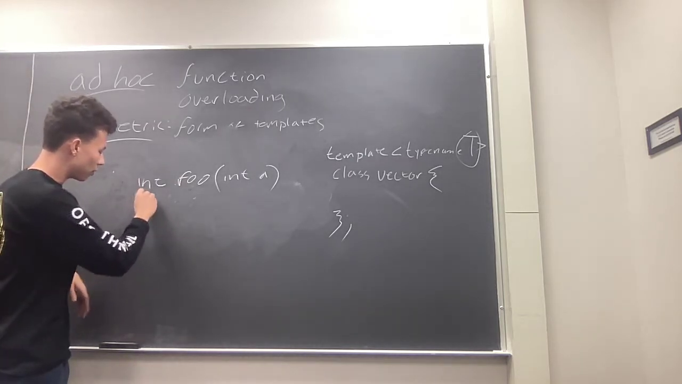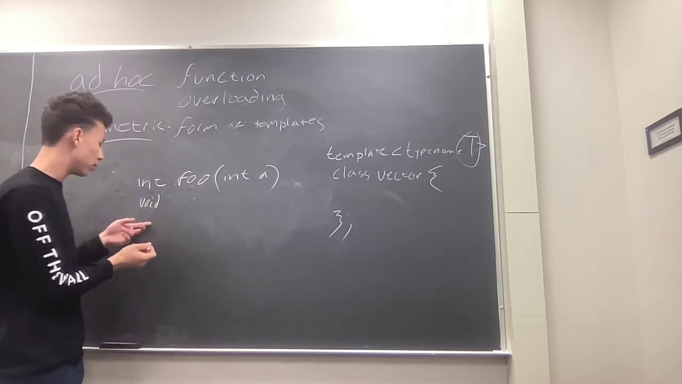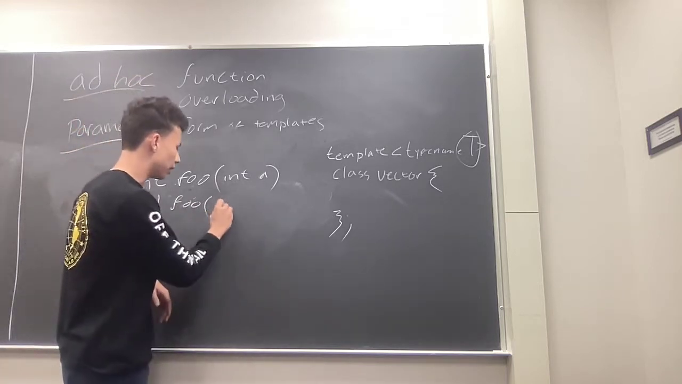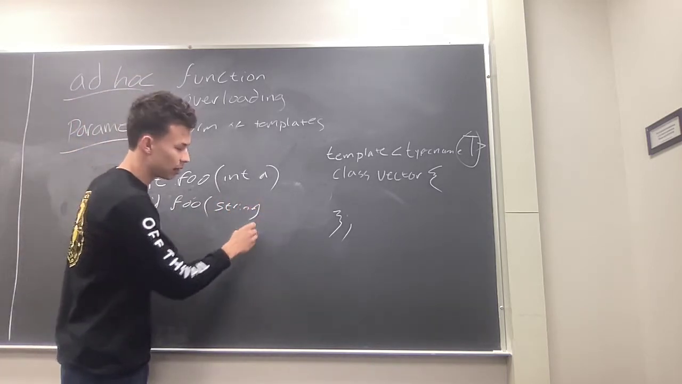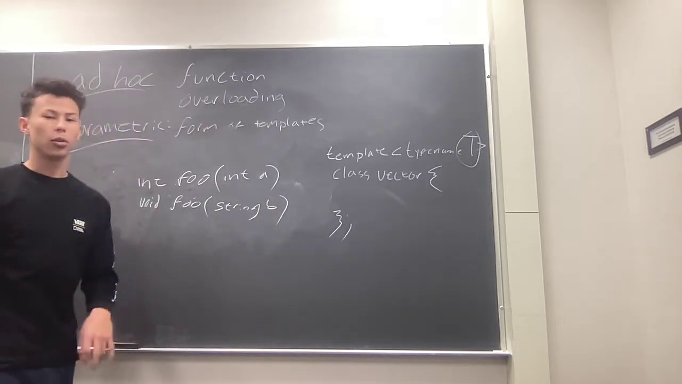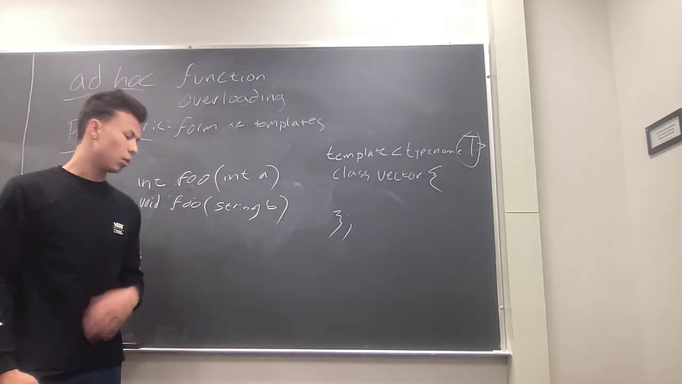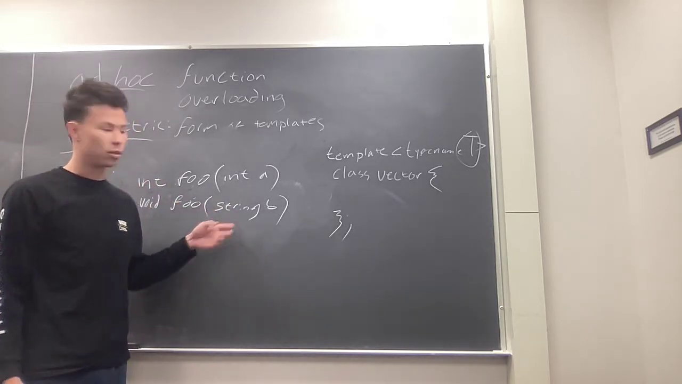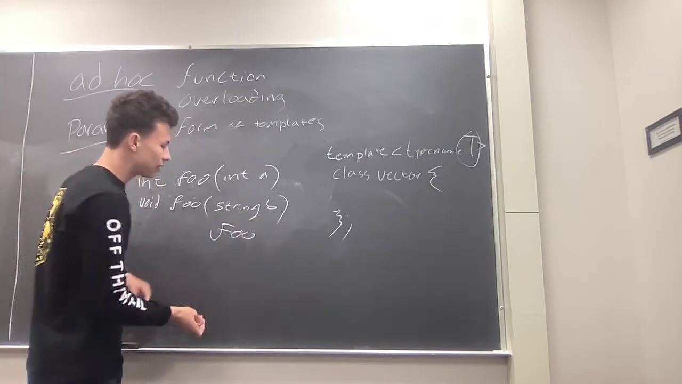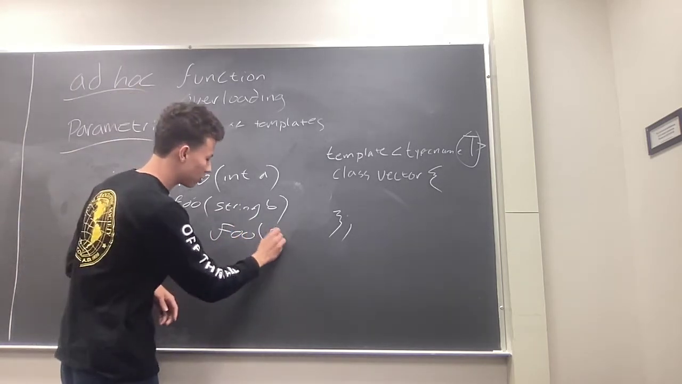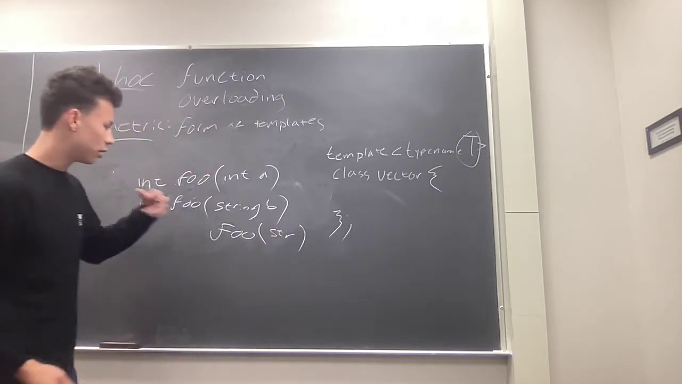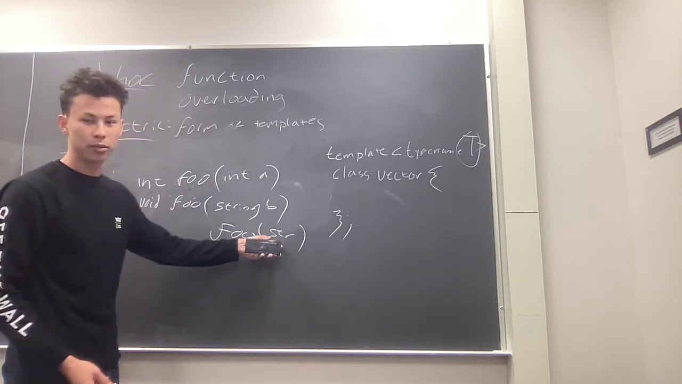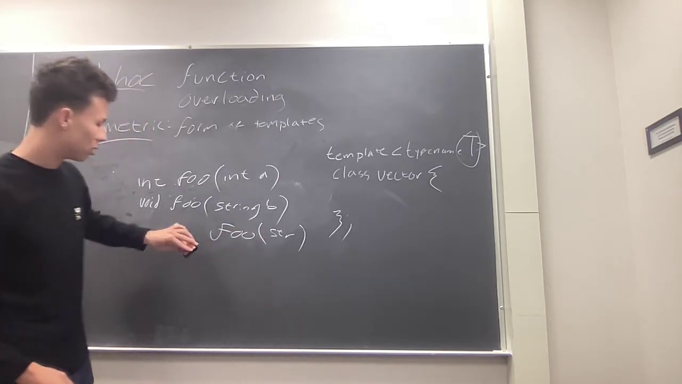So let's say we have another function, void. It's a void function, no return type, and let's name that foo as well. And let's say this accepts a string, and let's name that string b. So your compiler will be able to differentiate which function to choose in your context depending on the input type of what you do. So let's say you have a string in your program, and the string's named str. Your program will call this function because of the type the function accepts, which is a string.